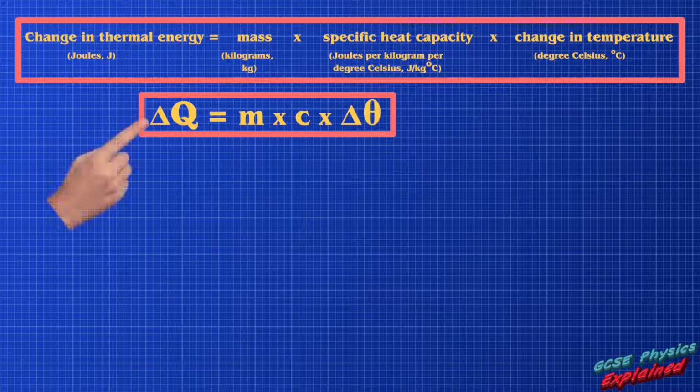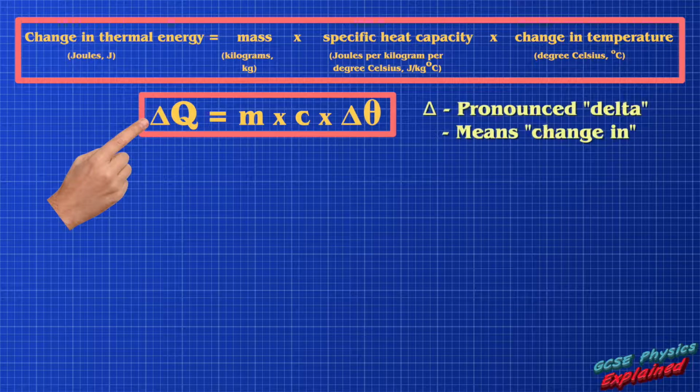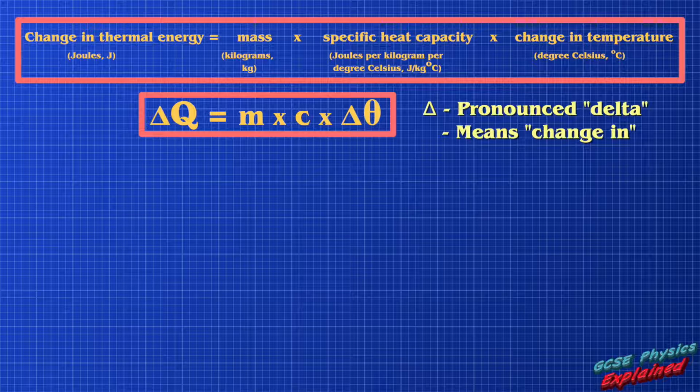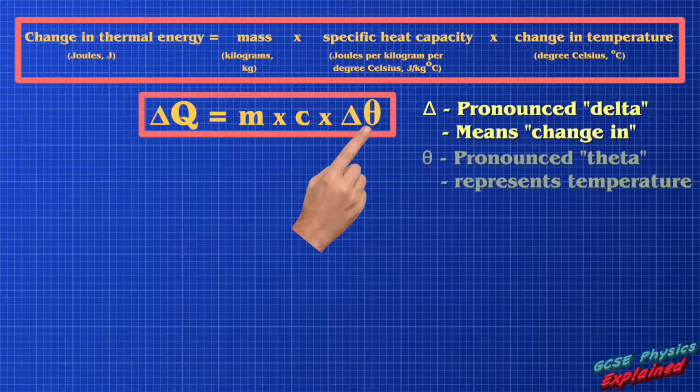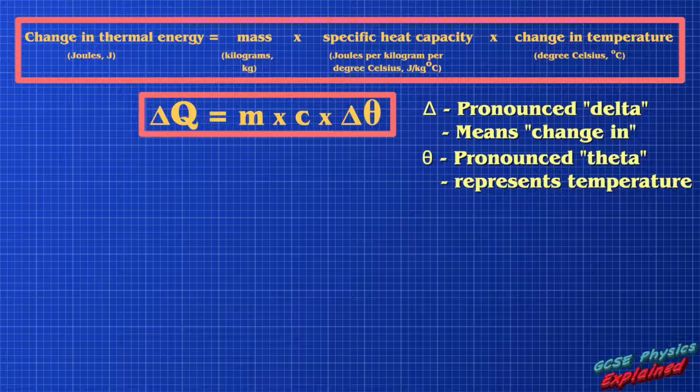The triangle symbol is a Greek letter of the alphabet pronounced delta. It's the symbol we use to mean change in. The wiggly zero is another Greek letter of the alphabet pronounced theta. We use it to represent temperature. Delta Q equals mc delta theta. That's the easy way of saying the equation.